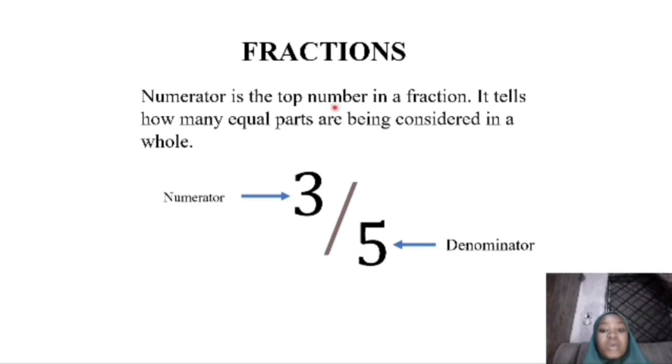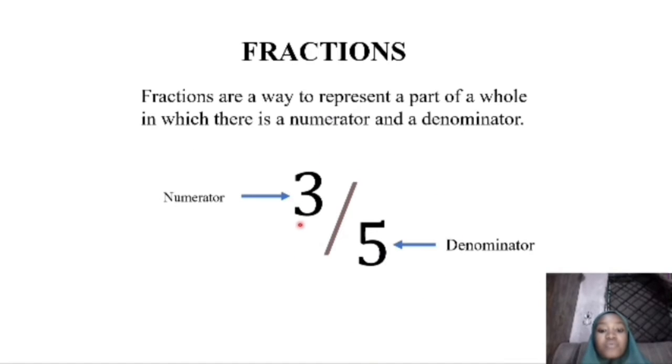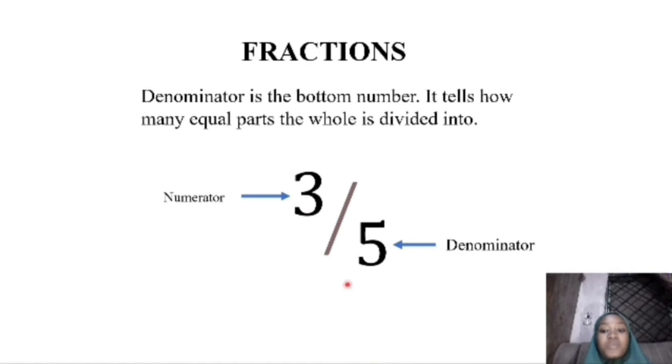The numerator is the top number in a fraction and it tells how many equal parts are being considered in a whole. So as I said earlier, in this fraction, 3 is our numerator while the denominator is the bottom number and it tells how many equal parts the whole is divided into. So for example, we have this square and it is divided into 1, 2, 3, 4 and 5 parts. These 5 parts that this square is being divided into is the denominator, while 3 out of the 5 parts which we are considering is the numerator.